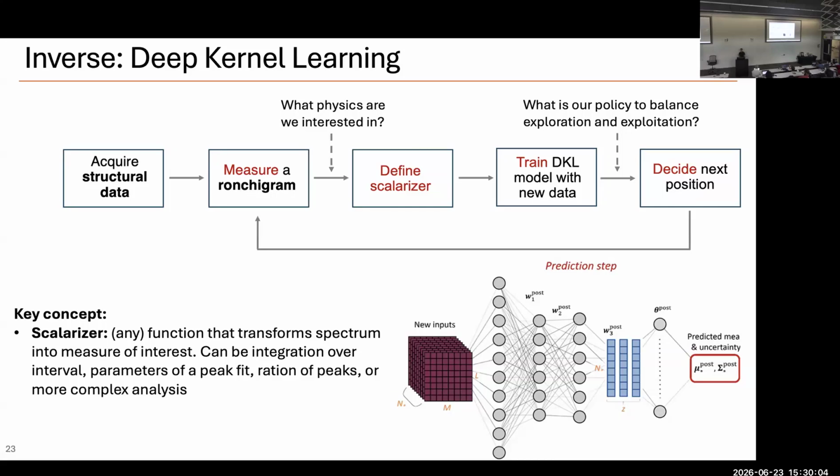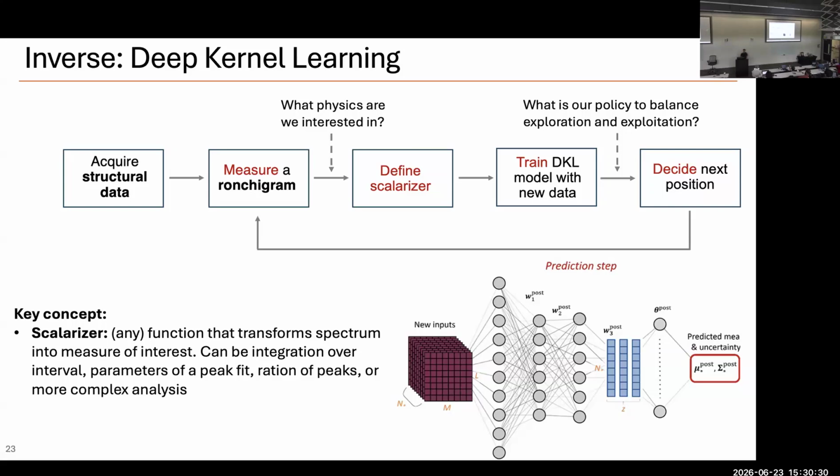The hard part in these types of problems is defining which physics you're interested in, and actually being able to translate the material knowledge into a mathematical statement. In this case, that's defining a scalarizer. In the experiment I showed on the last slide, it was the center of mass of the Ronchigram, and that was used as a proxy for the electric field.